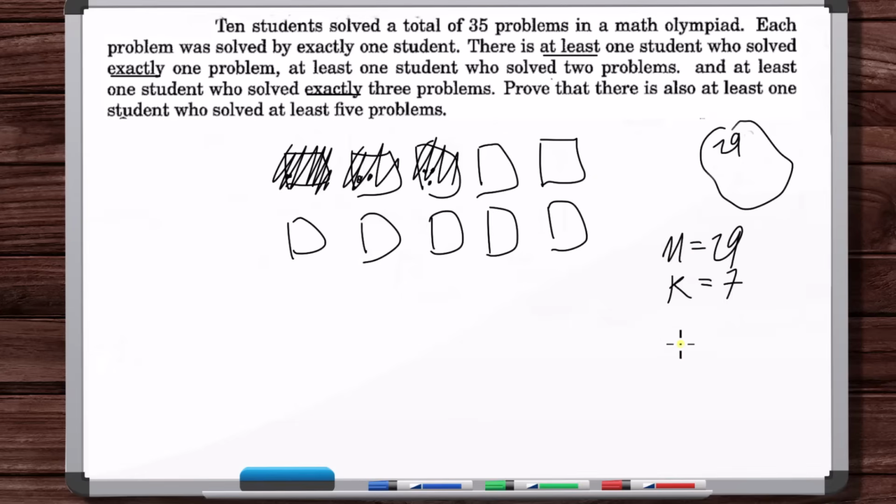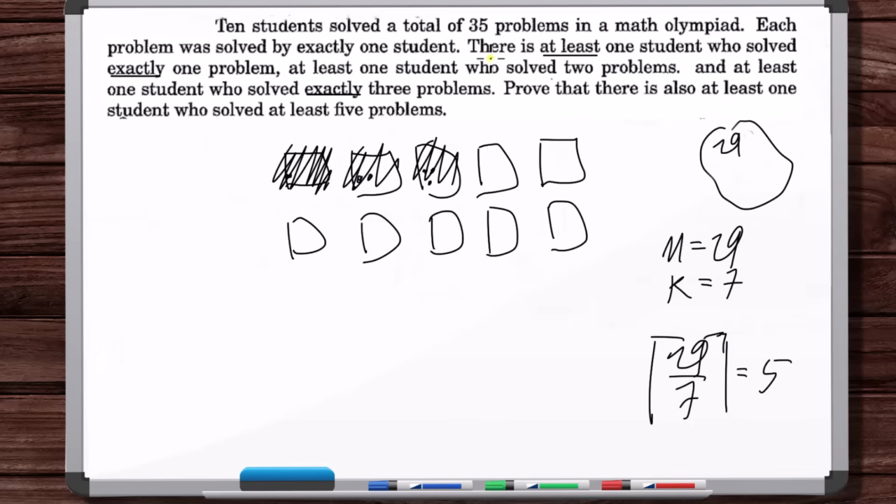Because it looks like if we did this, 7 times 4 is 28. So 29 divided by 7 is 4 point something, so that rounds up to 5. And that proves it. But does this at least mean anything?